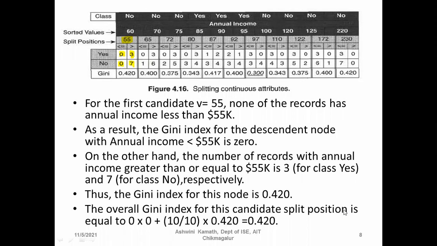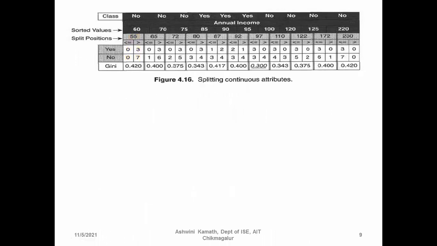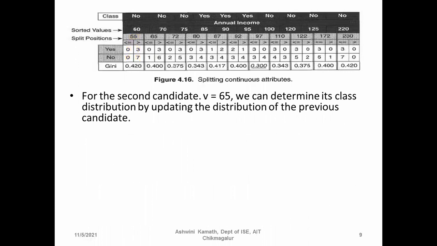1 into 0.420, which is equal to 0.420. We will get it. Okay, next we'll do it for 65. For the second candidate, B is equal to 65.